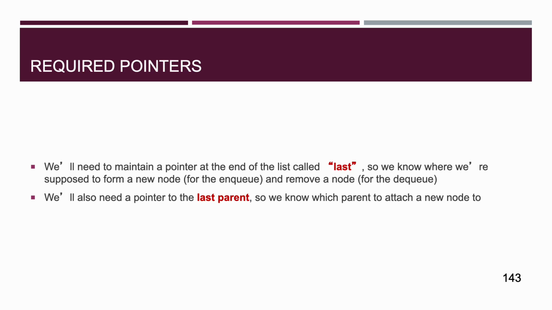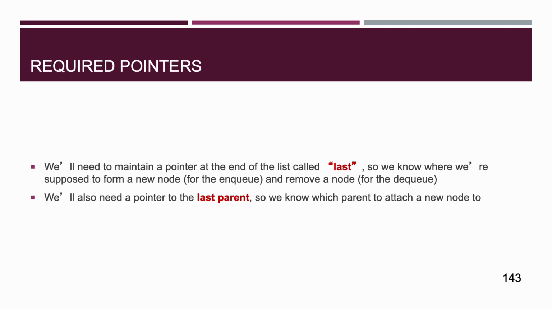So let's take a look at the pointers that are critical for managing a heap efficiently, particularly when it comes to operations like enqueue or dequeue. Now we need a pointer at the end of the heap called last. This pointer serves a dual purpose. For enqueue, it tells us where to form a new node, ensuring that the heap structure is maintained. For dequeue, it identifies which node needs to be removed, ensuring we can correctly replace the root and maintain the heap's integrity.